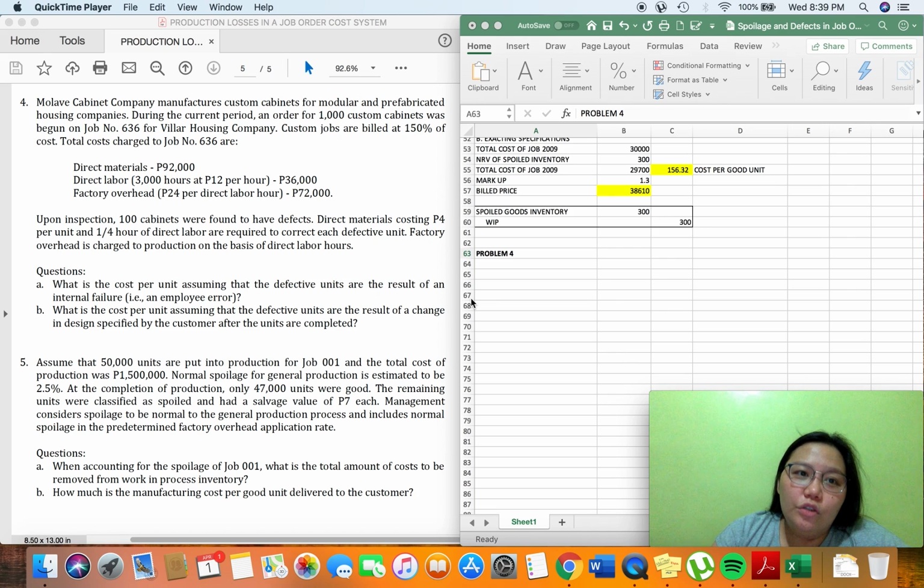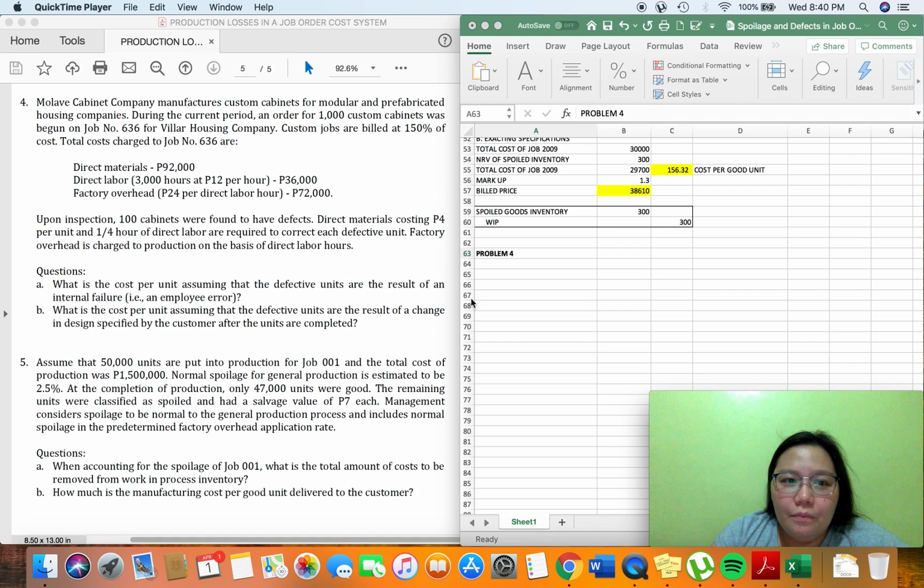Total costs charged to job number 636 are as follows. So we have direct materials, 92,000, direct labor, 3,000 hours at 12 per hour, and then for our factory overhead, we have 24 per direct labor hour. Upon inspection, 100 cabinets were found to have defects. Direct materials costing 4 pesos per unit and 1/4 hour of direct labor are required to correct each defective unit. Factory overhead is charged to production on the basis of direct labor hours.